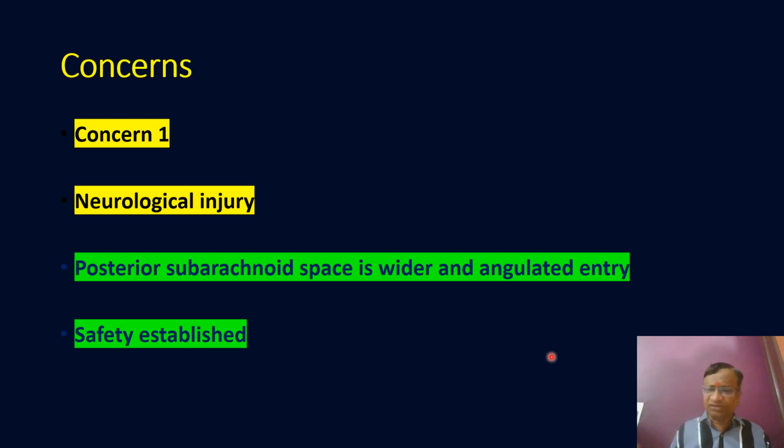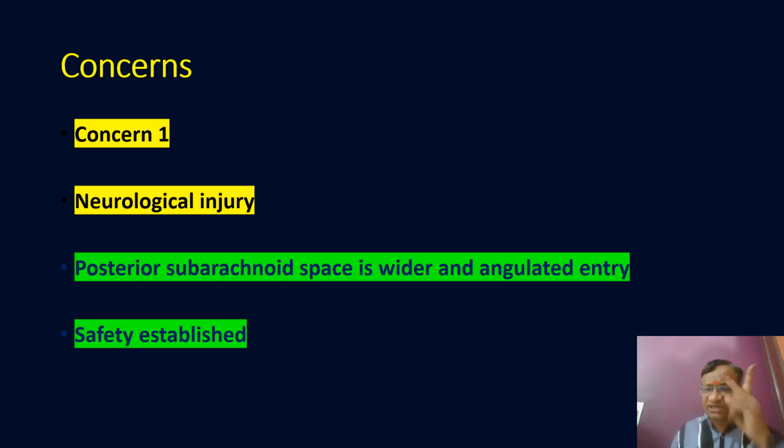Sometimes we get even paresthesia when we go into the lumbar space. What do we do? Same thing, the root can be hit and affected. All these things are not impossible. But concern number one, neurological injury from going ahead above, is gone because your posterior subarachnoid space is wider and there is an angulated entry.